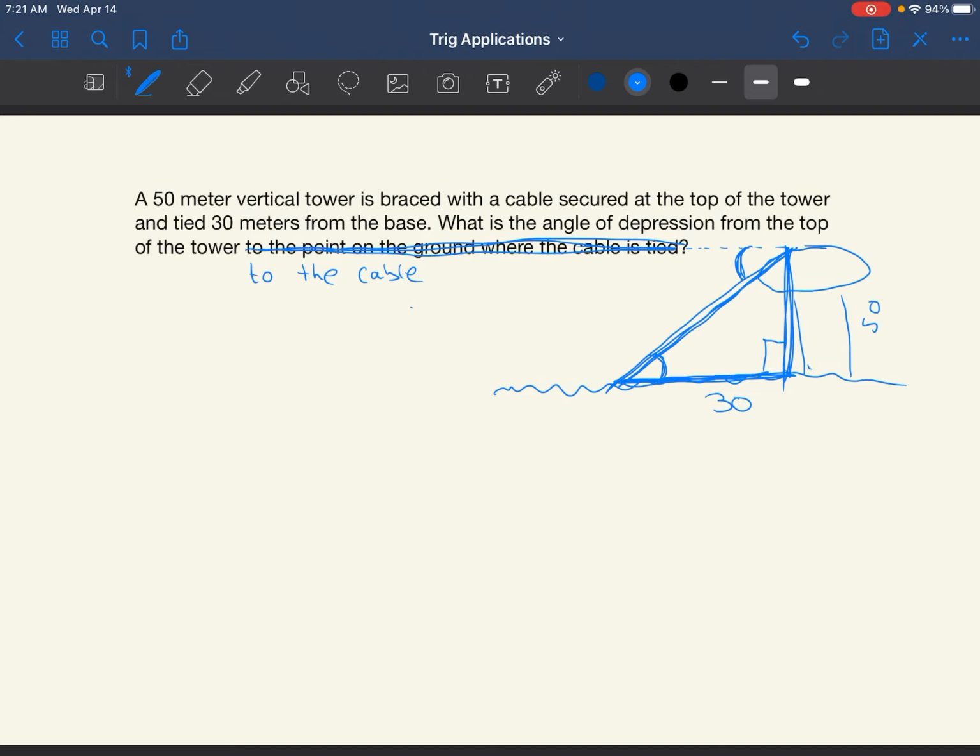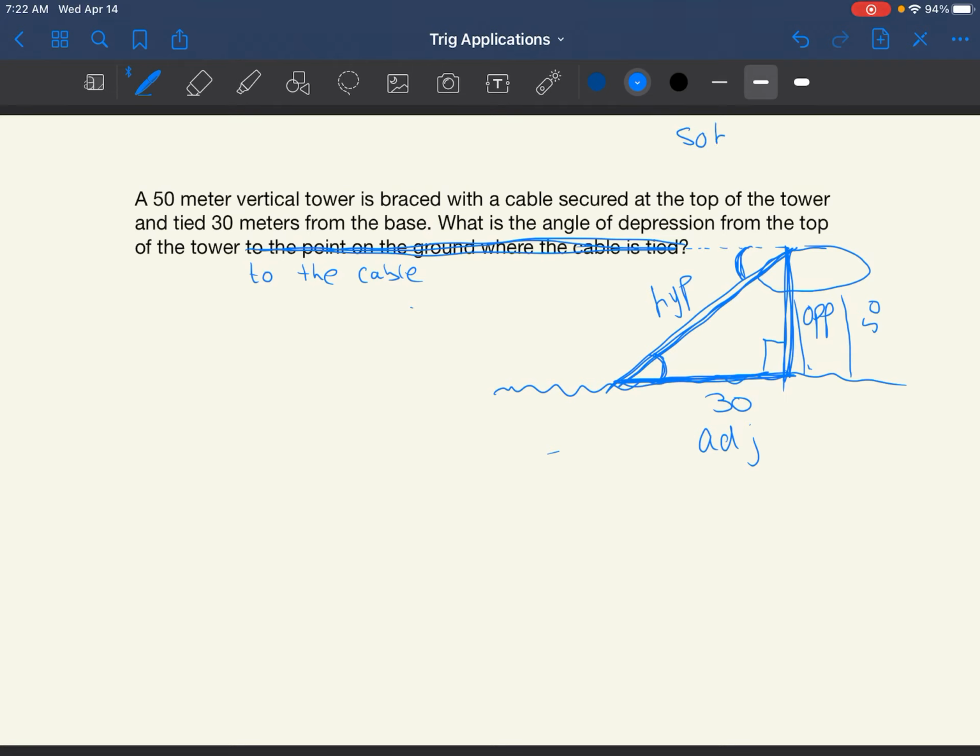Next step, go ahead and label the sides. I'm working from this angle. Directly across from it, that right there is my opposite. I'm going to label it OPP. This is my opposite. Directly across from my right angle, this side right here, that's my hypotenuse. I'm going to label it HYP. And the only side that I have not labeled must be my adjacent. That's my adjacent right there.